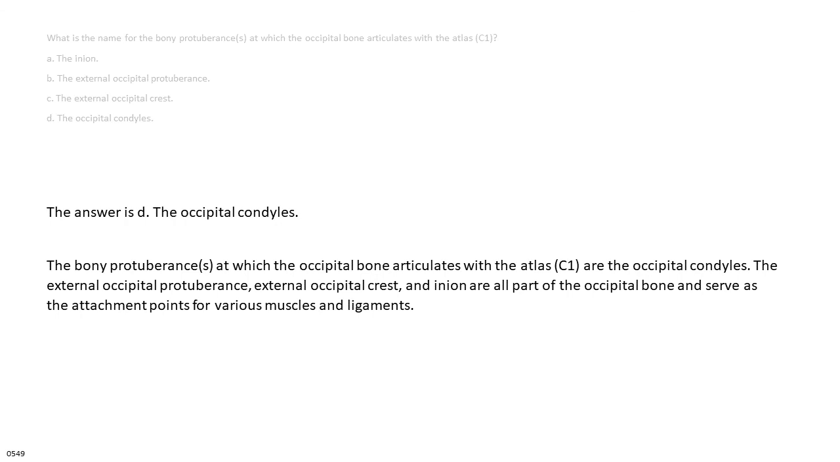The bony protuberances at which the occipital bone articulates with the atlas, C1, are the occipital condyles. The external occipital protuberance, external occipital crest, and inion are all part of the occipital bone and serve as the attachment points for various muscles and ligaments.